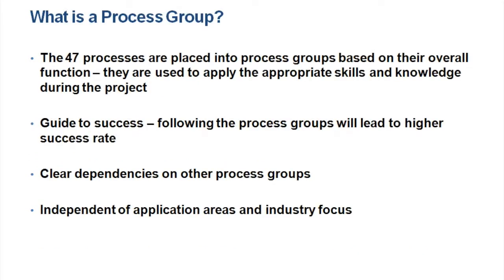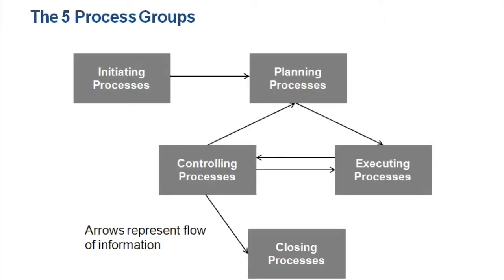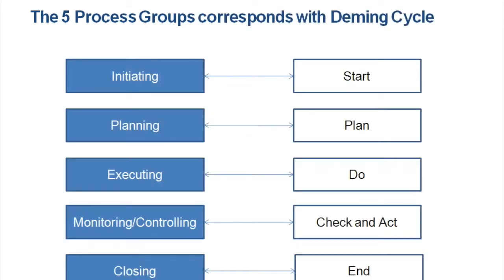So what is a process group? Like I said before, it kind of divides you through time, right? And they have a clear dependency upon each other. So we have initiating here, which goes to planning, planning goes to executing, and executing then goes to controlling, and then it can go back to planning if necessary, and then executing. And if you notice something wrong, you monitor and control again. It's an iterative cycle, and then finally you have closing. The arrows represent the flow of information.